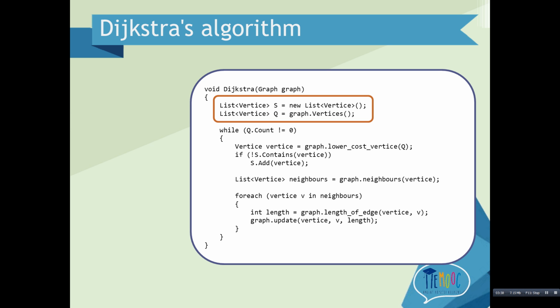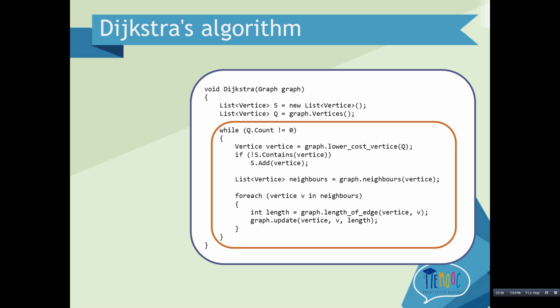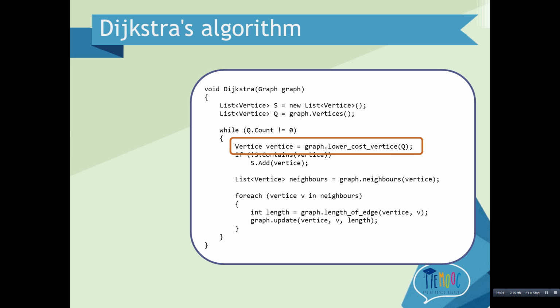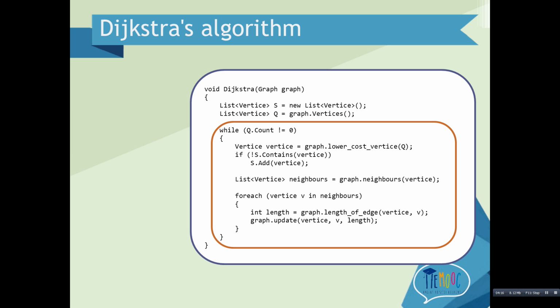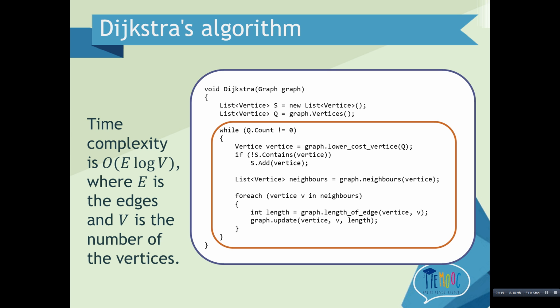The function of the Dijkstra algorithm is waiting for a graph as an input parameter. It creates two lists from the vertices, S and Q. S is empty at the beginning, and Q contains all of the vertices. Start a loop until Q will be empty. Select the lower cost vertex and move it into the list S. After it, we iterate through the neighbors of the selected vertex and update their costs. The time complexity of the algorithm is E log V.